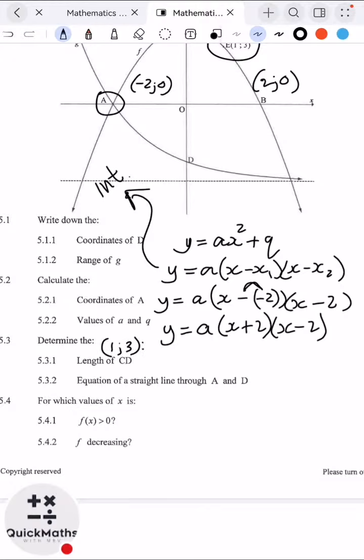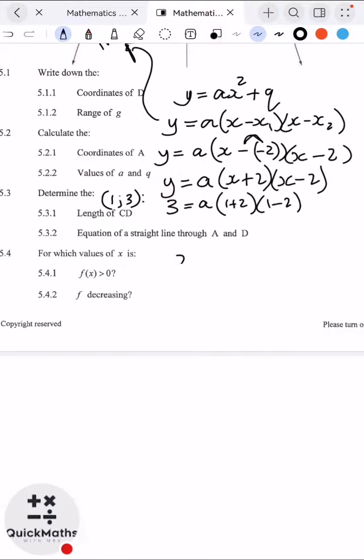So we're going to put 1 and 3 in. So wherever you see y, we're going to put a 3. And wherever you see x, we're going to put a 1. Okay, now let's continue solving this. So 3 is equal to a. 1 plus 2 is 3. 1 minus 2 is minus 1. Okay, so this is 3 is equal to a. 3 times minus 1 is minus 3, so it's minus 3a.